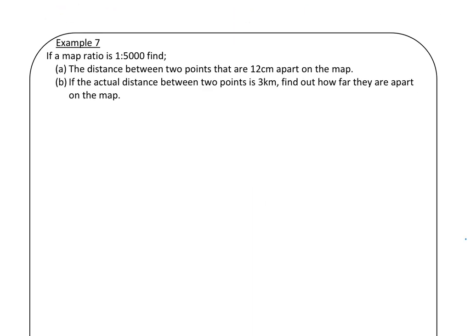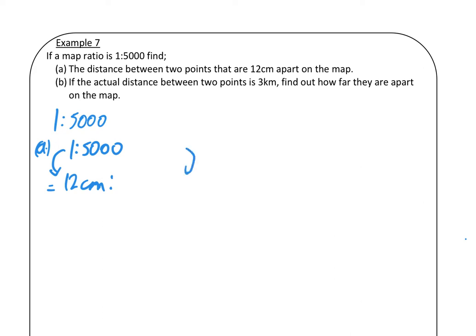This question says, if a map ratio is 1 to 5,000, I'm just going to write that down, 1 to 5,000, find the distance between 2 points that are 12 centimetres apart on the map. So I'm going to show the 2 methods again, pick whatever one you prefer. So I'm going to write 1 to 5,000, and below it I'm going to write the map is 12 centimetres to whatever it is in real life. So to get from here to here, I multiply by 12.